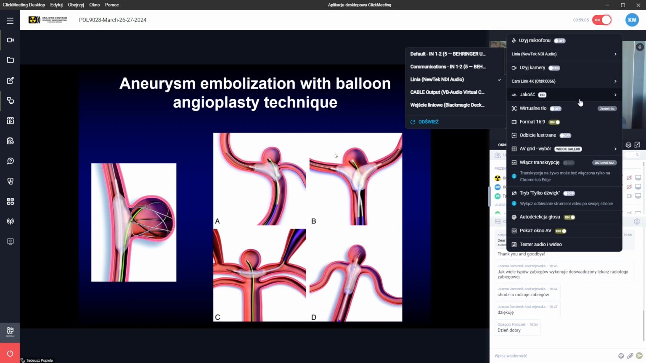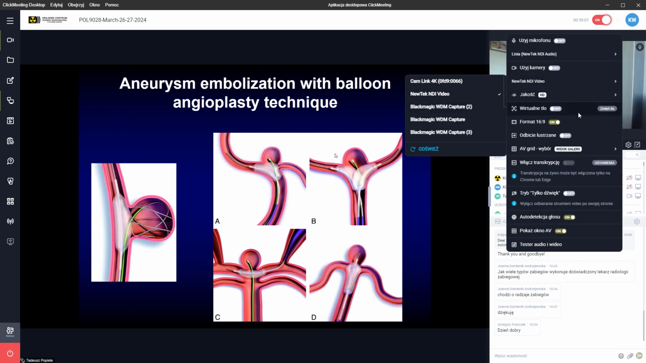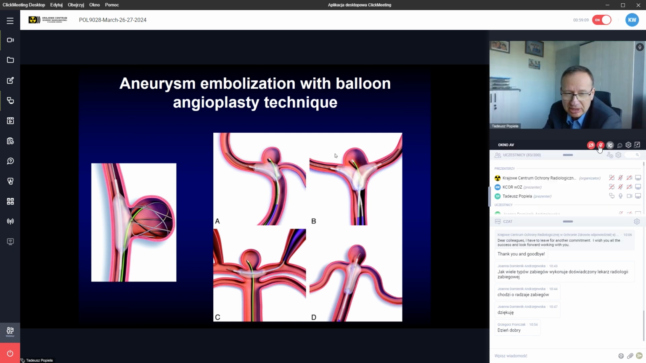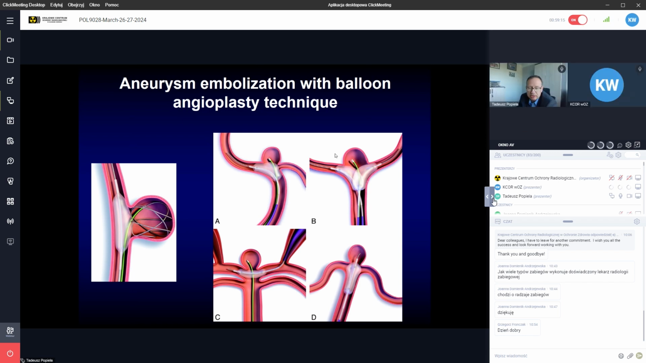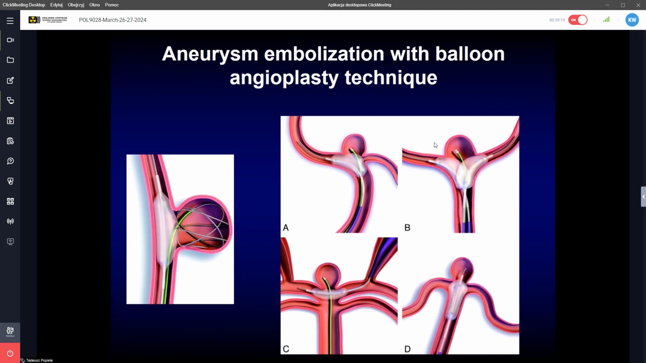There is a case when the neck is not very narrow, but it's not very wide, somewhere in the middle. So we can put the balloon catheter to cover the aneurysm neck, and then put another microcatheter inside the aneurysm sac, and put in the coils as in an ordinary procedure. The goal of the balloon is to prevent the coils from migrating to the parental vessels.